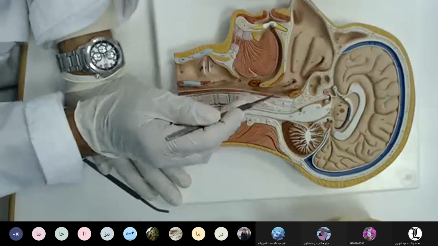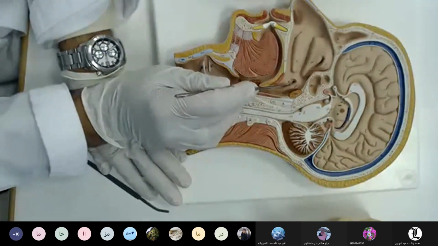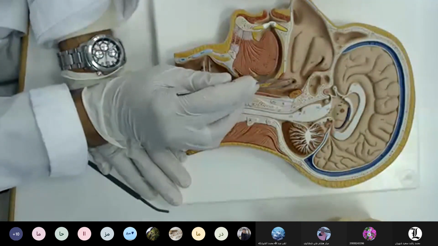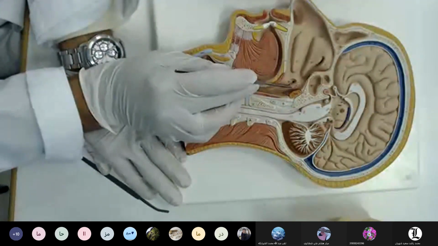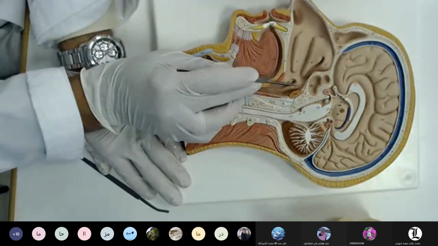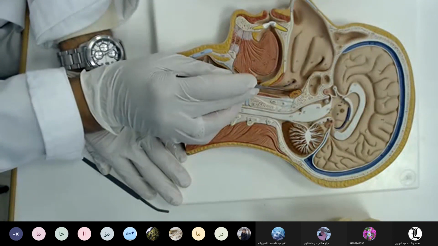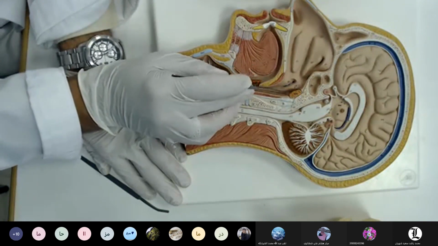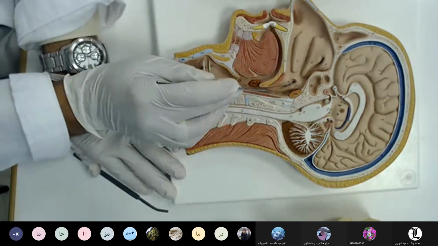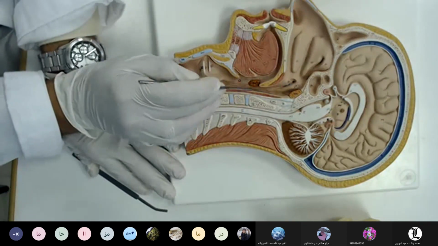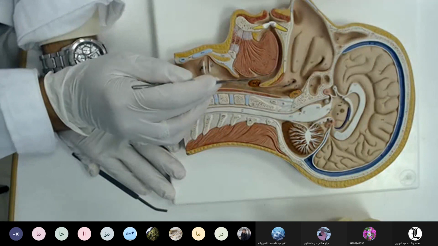So, what else? Tubal elevation. Okay, look at this recess here, guys, between the adenoid and the tubal elevation. This is the pharyngeal recess here. Let us go now inferiorly to the oropharynx that's located behind the oral cavity.